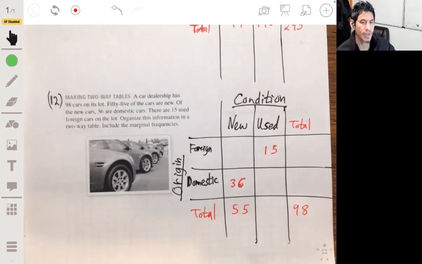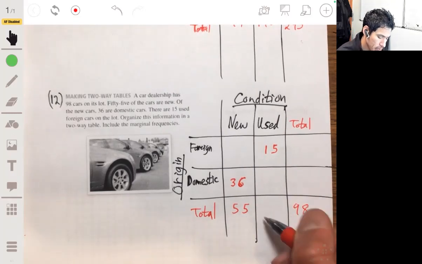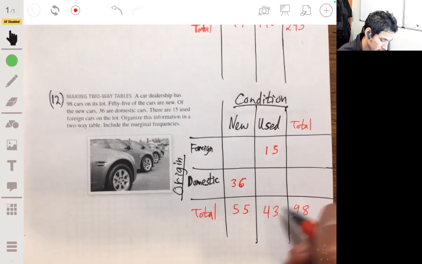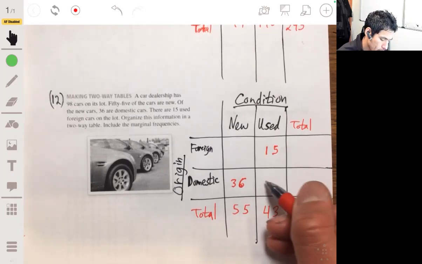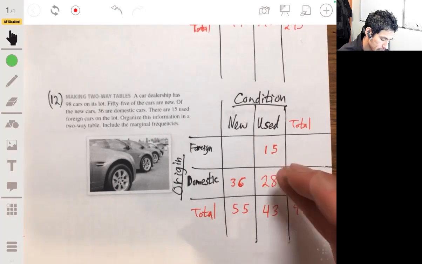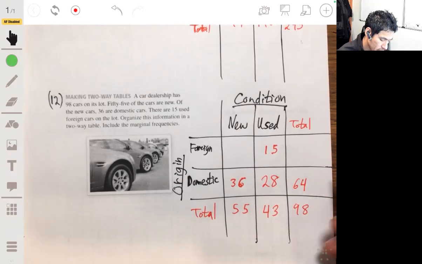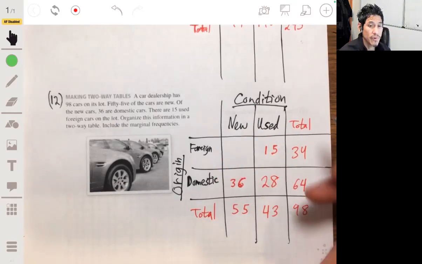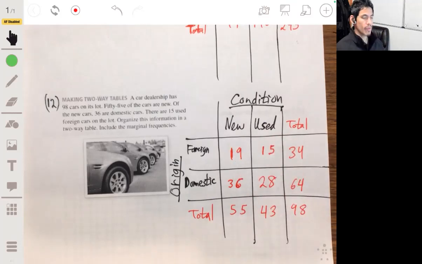Let's finish this table up. So what adds up to 98 when you have 55? 43, that is correct. 15 plus what is 43? 28. 28 plus 36. That's right, you guessed it, 64. What plus 64 is 98? 34. What plus 15 is 34? 19. There we go. Another problem solved.